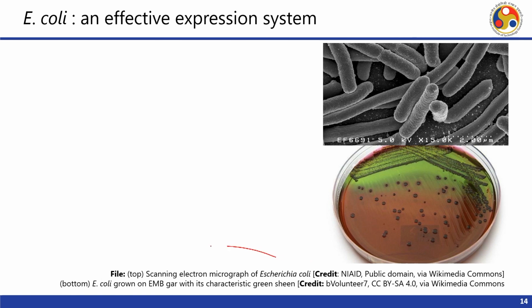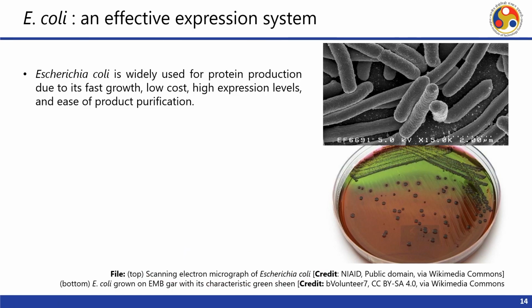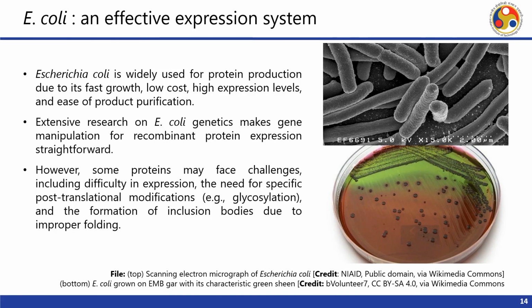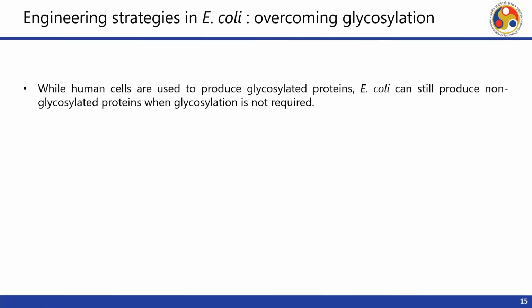coli taken under a scanning electron microscope. Escherichia coli is widely used for protein production due to its fast growth, low cost, high expression levels and ease of product purification. Extensive research on E. coli genetics makes gene manipulation for recombinant protein expression simple and straightforward. However, some proteins may face challenges including difficulty in expression, the need for specific post-translational modification, for example glycosylation, and the formation of inclusion bodies due to improper folding.